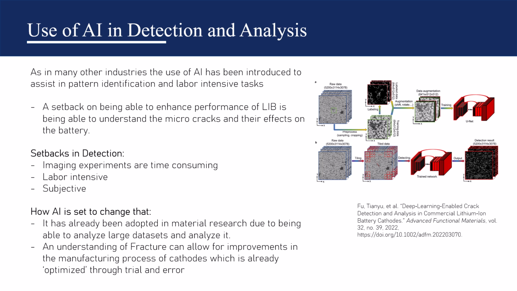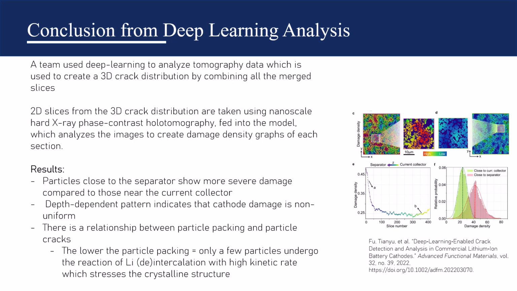Our understanding of fracture could allow for improvements in the manufacturing process of cathodes, which as mentioned are already optimized through trial and error throughout the years. On the image on the right, you see a deep learning model that was used by a group to analyze micro cracks and come to the conclusion that will be discussed next. AI detection using deep learning has already been applied to understand the fracture of lithium-ion battery cathodes. A team has used deep learning to analyze tomography data, which is used to create a 3D crack distribution by combining all the merged slices.